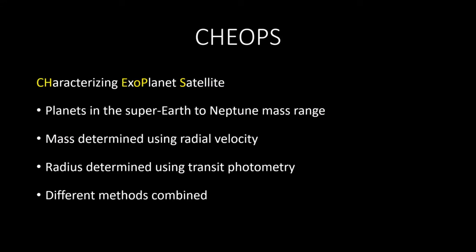Here is an example where both the transit photometry and the radial velocity methods are used to obtain information about the structure of exoplanets. The Characterizing Exoplanet Satellite is a mission searching for the transits on bright stars already known to host planets having a mass between super-Earth and Neptune. That means the ratio of mass planet over mass Earth must be between 1 and 20.